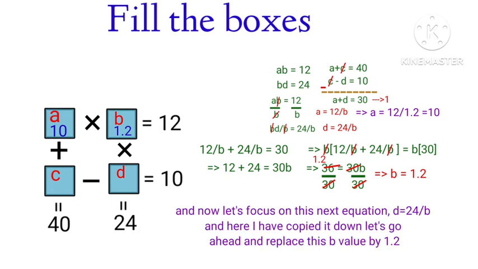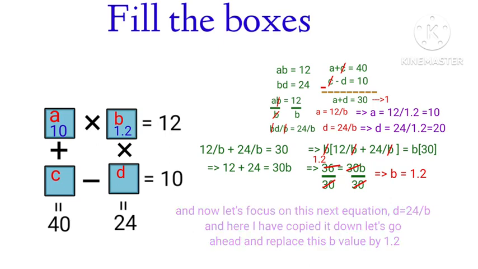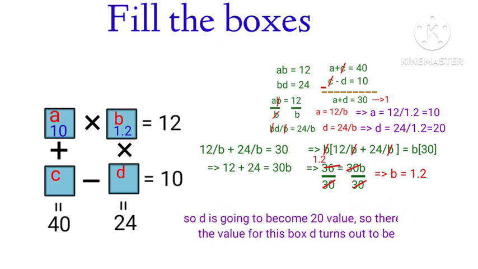And now let's focus on this next equation. D is equal to 24 divided by B, and here I have copied it down. Let's replace this B value by 1.2. So D is going to be 20. So therefore the value for this box D turns out to be 20.